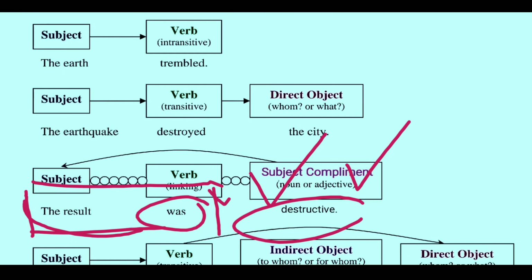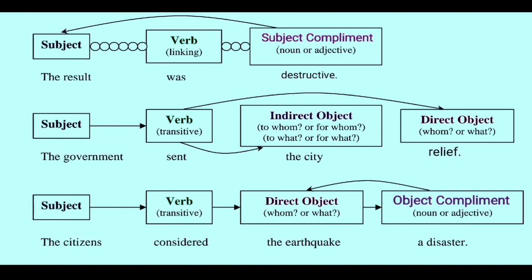Dear students, what is the difference between type 2 and type 3? Here the verb is the transitive verb or main verb, and here the verb is a linking verb. That means we have understood that a verb or main verb takes an object and a linking verb takes a complement. That's the difference.